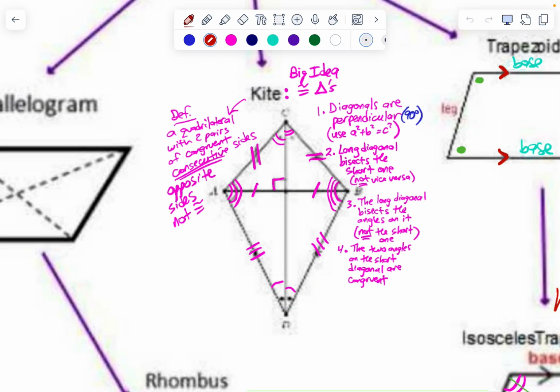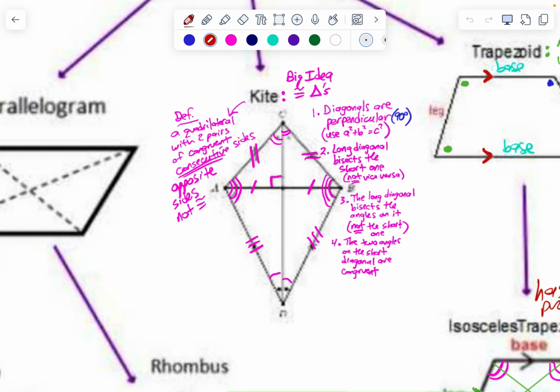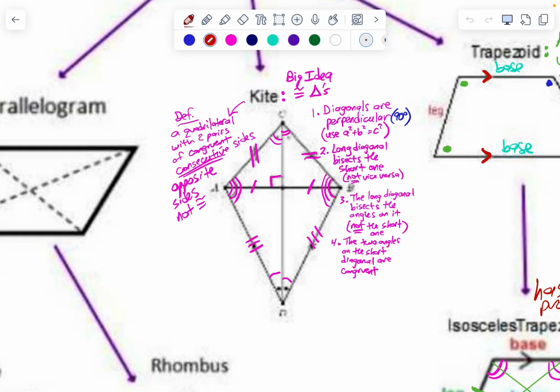I'll do a quick reminder right now. So remember, in a kite, the definition is a quadrilateral with 2 pairs of consecutive sides that are congruent. Opposite sides are not. So we see 2 tick marks versus 3 on opposite sides, but the ones that are together or next to each other are congruent.